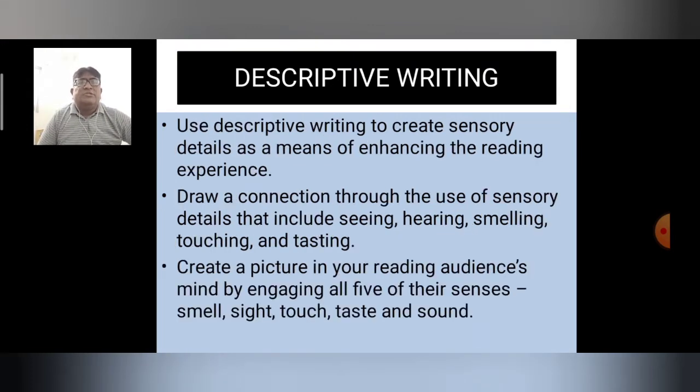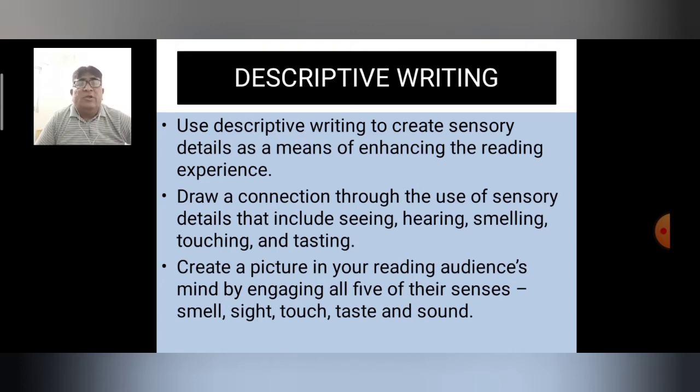The author has to use descriptive writing to create sensory details enhancing the reading experience. So, to be a good author, to be a good writer, one has to be a good reader first. So, to read more, we have to find out very good books. And for this descriptive writing, we have to choose a particular topic. And based on the topic, we should start working.